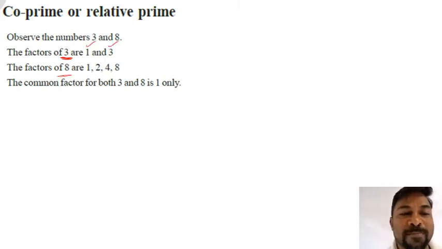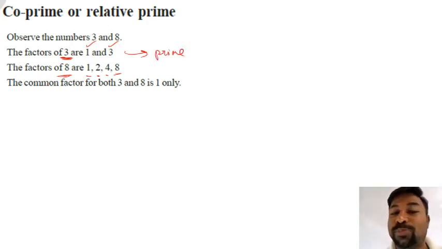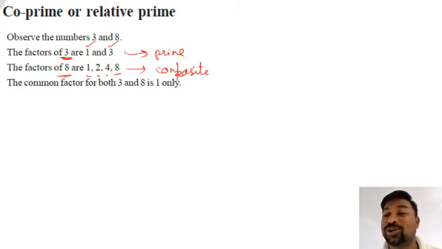Now let's check for the number 8. What are the factors of 8? Yes, it's nothing but 1, 2, 4 and 8. So how many factors did we get? 4. Shall I say 3 is a prime number? Yes, it's a prime. Now shall I say 8 is a composite? Yes, it's composite. Can you please tell me why it is composite? Yes, what you said is right. It has more than 2 factors.